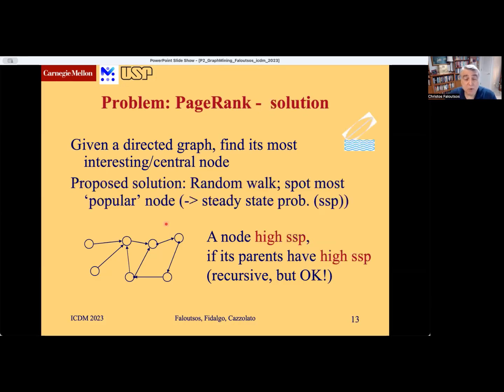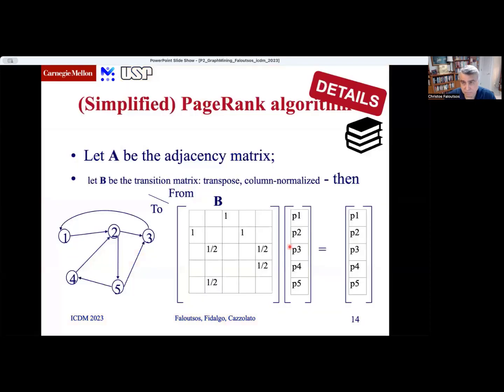And what they proposed is the random surfer model. So this is a surfer and these are the waves. The idea is that if we have a random surfer moving on the graph, nodes that have high steady state probability, SSP, are the ones whose parents have high steady state probability, and therefore the steady state probability of a random surfer indicates how important every node is.